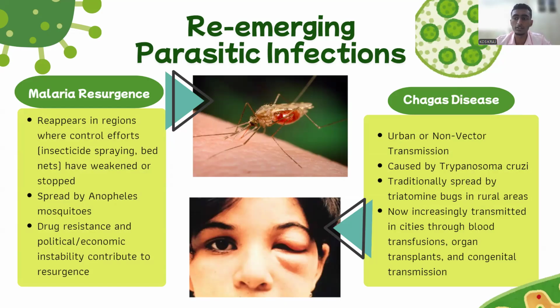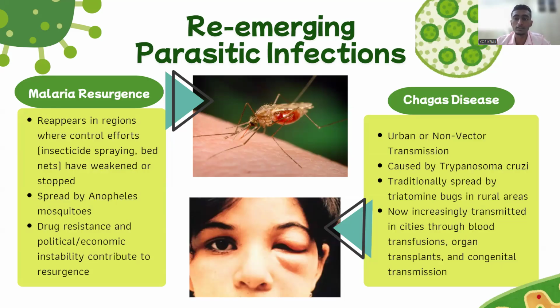Malaria is commonly caused by Plasmodium parasites. Although global efforts had reduced malaria cases significantly, it's now reappearing in regions where mosquito control efforts like insecticide spraying and the use of bed nets have been disrupted. It is coming back because drug resistance is making the treatment less effective, and political and economic instability is limiting healthcare access and disrupting health programs.